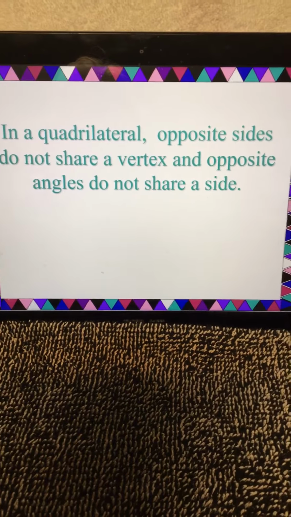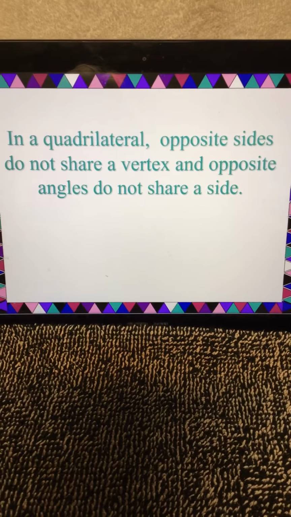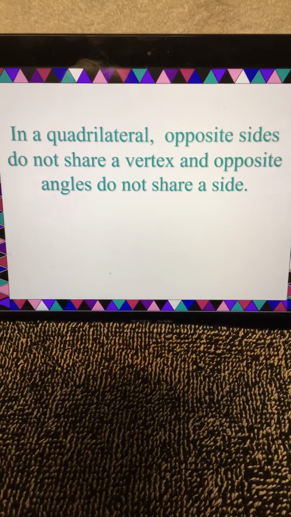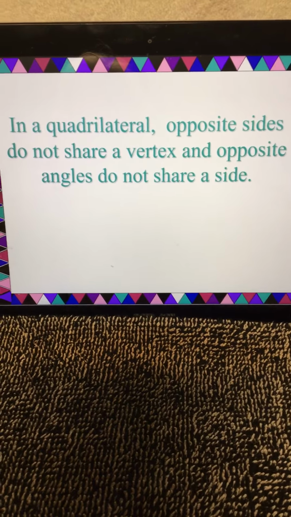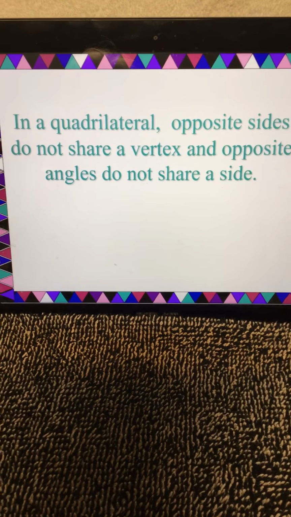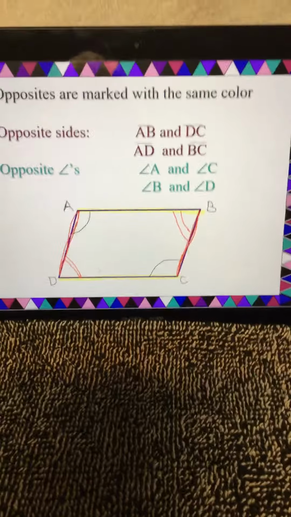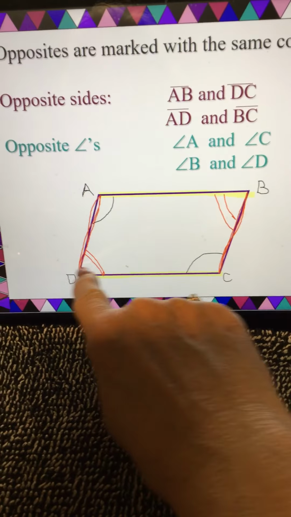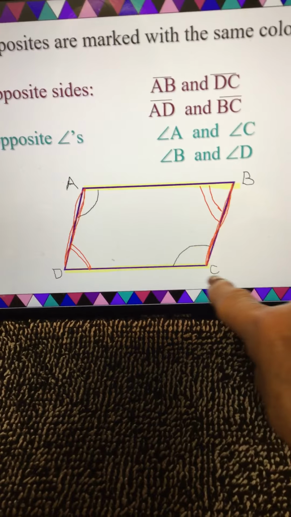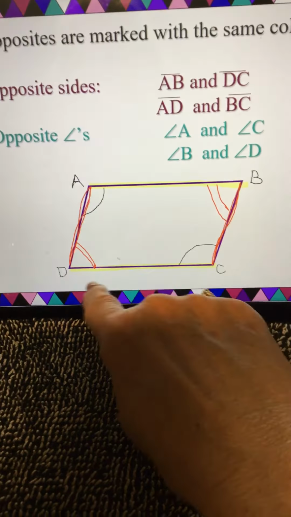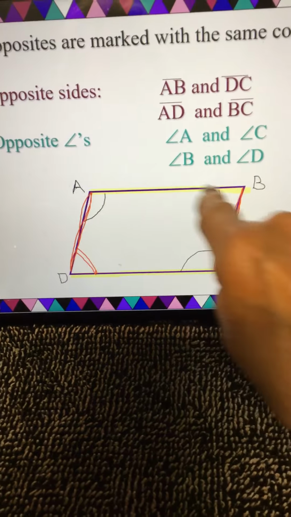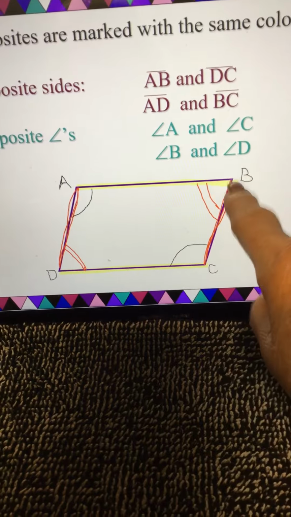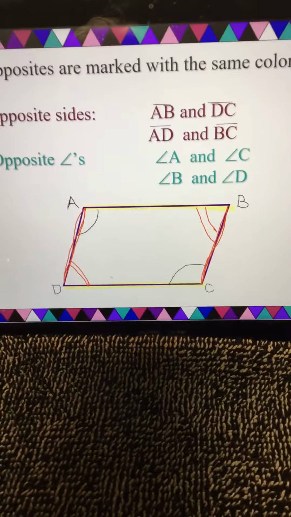Now, in a quadrilateral, there's a couple of terms we need to talk about. What are opposite sides and what are opposite angles? Opposite sides do not share a vertex, and opposite angles do not share a side. So let's look at this next figure. Here is AB, and here is side DC. They don't share any vertices because they don't have the same letters in their names. So AB is opposite DC, AD is opposite BC. I think you know that intuitively.